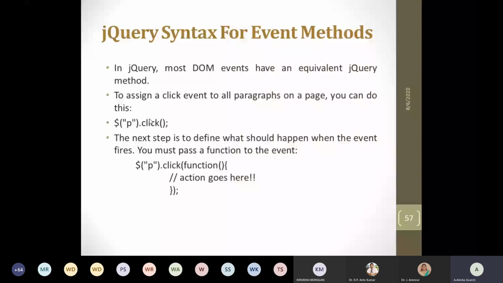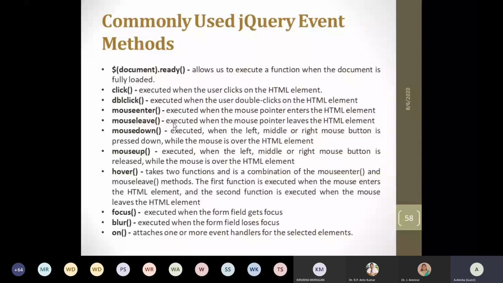And the response that should be given when the event occurs is given under the open parenthesis, close parenthesis as a function, right? So there are a lot of commonly used methods. Here ready allows us to execute a function when the document is completely loaded. Click is executed when the user clicks on the HTML element. Double click is executed when the user double clicks on the HTML element. And mouse enter and mouse leave: mouse enter when the mouse pointer enters an element, and mouse leave when the mouse pointer leaves the element.